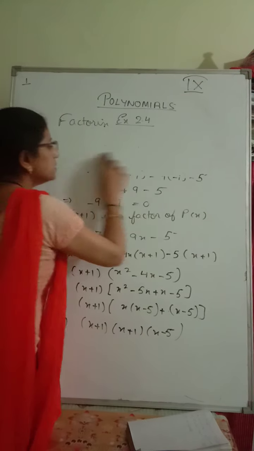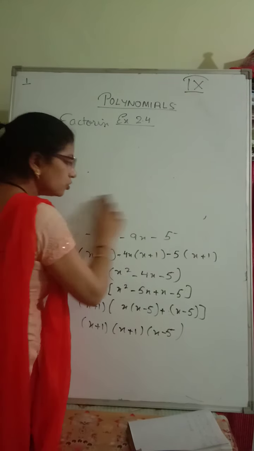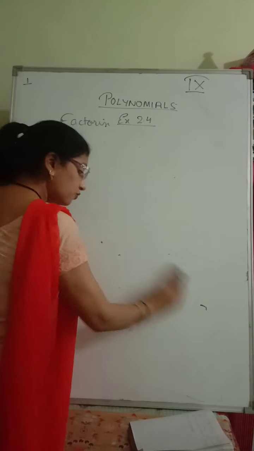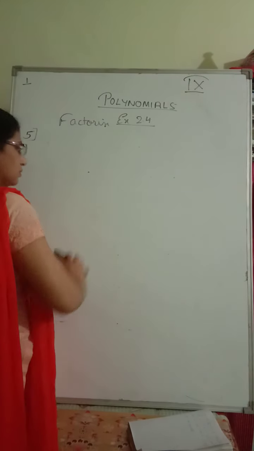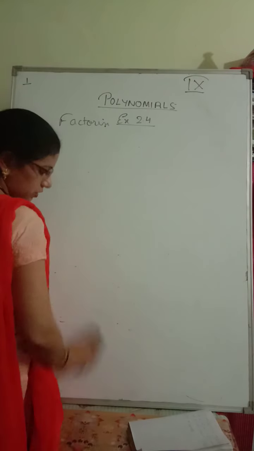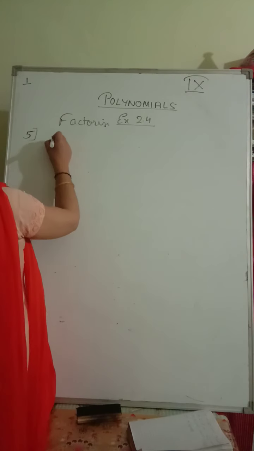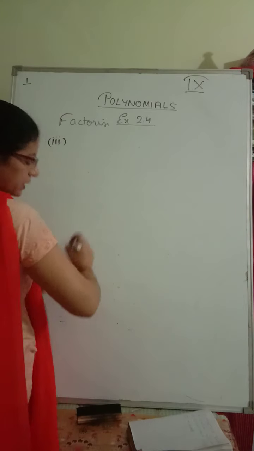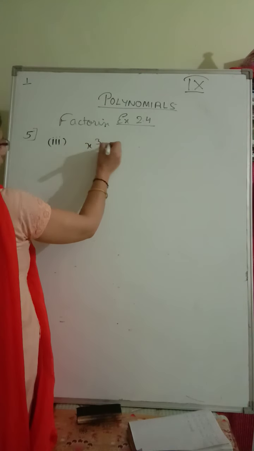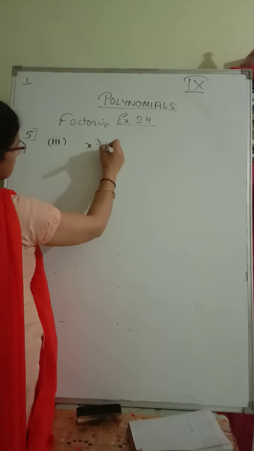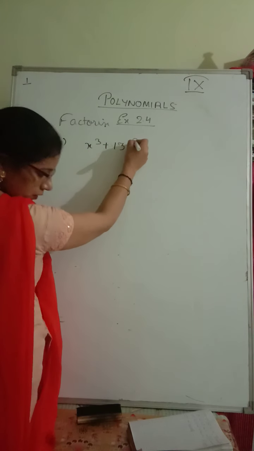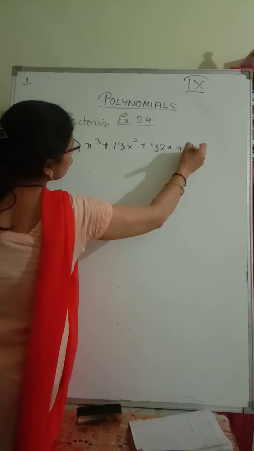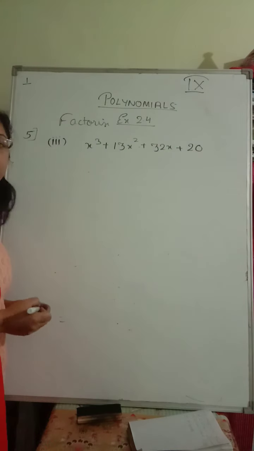It will become easier if we do the fourth part. You do it yourself. Okay? There are 4 parts. So 3 parts we are doing and the 4th part you will do. Try yourself. Okay? So the third part is of the 5th question. What is there? x cube plus 13x square plus 32x plus 20.